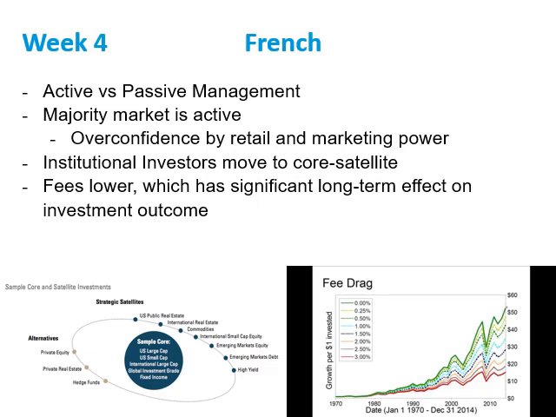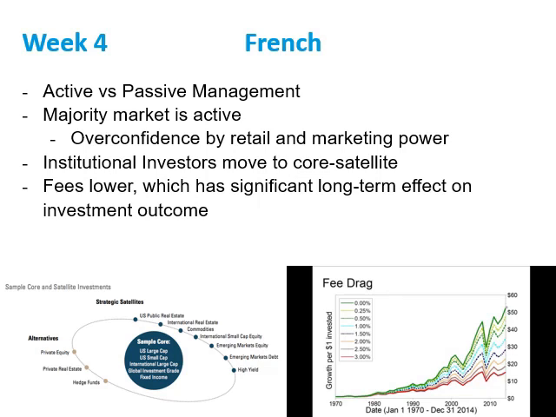So core satellite means you divide the market into two buckets. In the bucket where you think you can beat the market, you go active. And in the bucket where you think you cannot beat the market because it's too efficient, you go passive. So that would in the end lead to a passive core of investments in markets that are efficient, and around that you have active satellites.